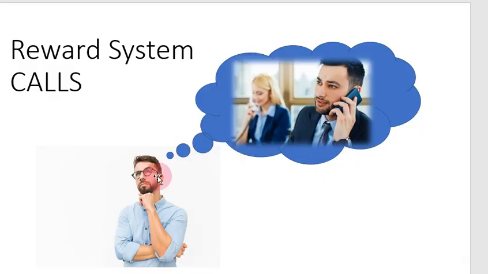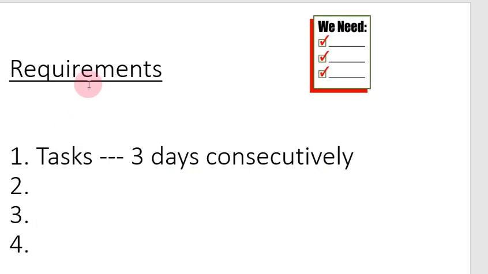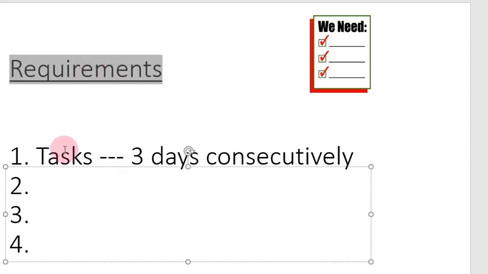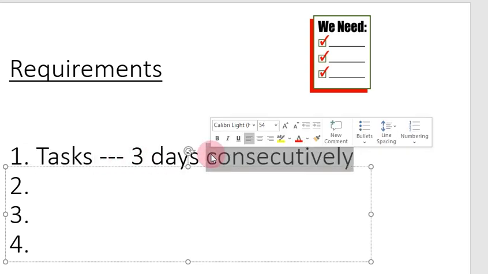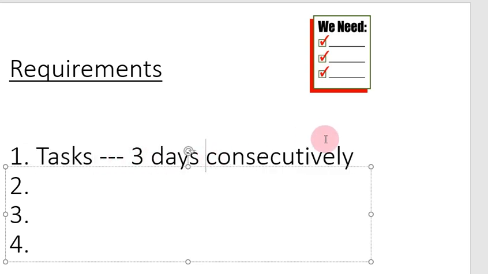So you may be asking, well, how can I get the calls? I'm interested. I want to talk to people. I want to practice my English. What are the requirements? What do you need from me? That's a good question. Well, the requirements, the things you need to fulfill, number 1 is you need to do the task. You need to record your voice doing the task 3 days consecutively. Consecutively means in a row, okay? What does consecutively mean? In a row.